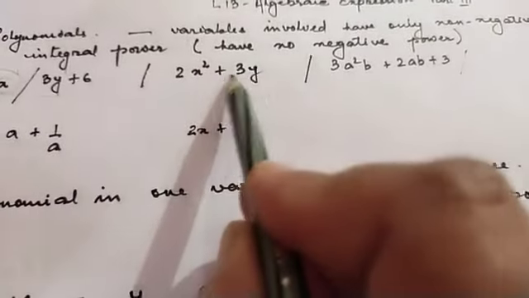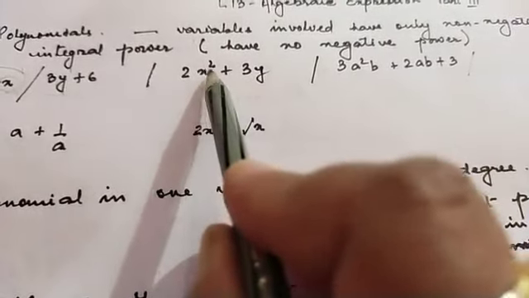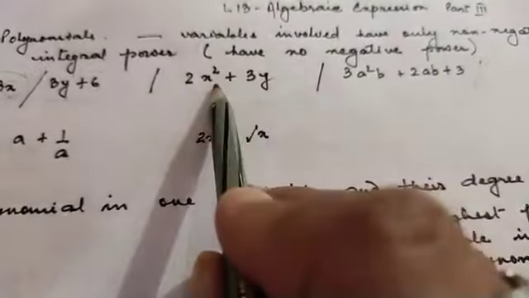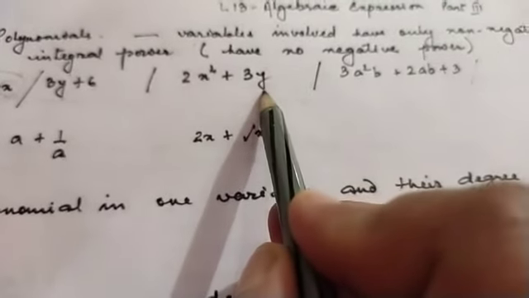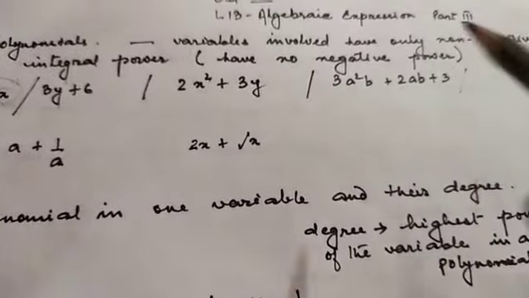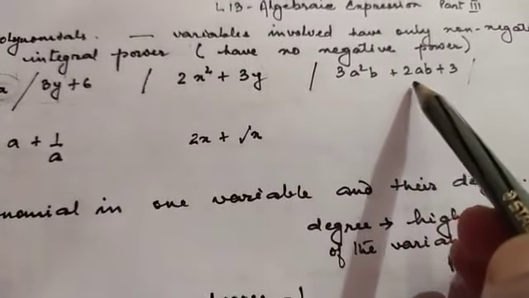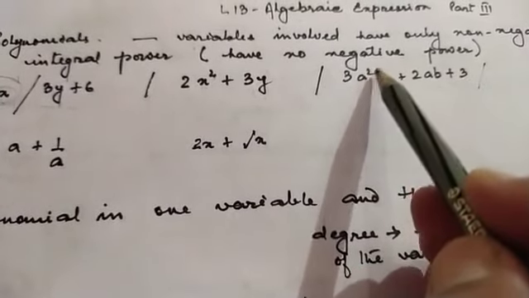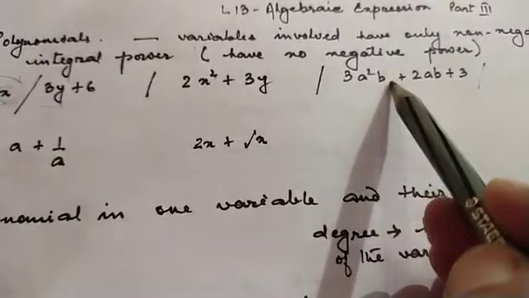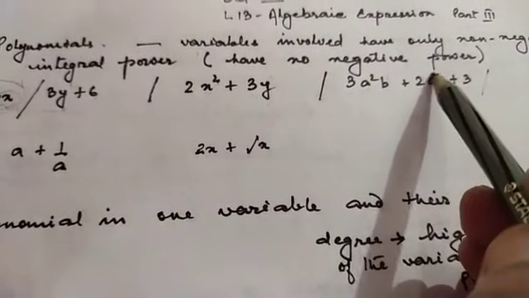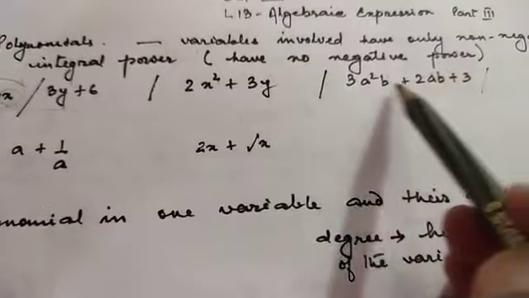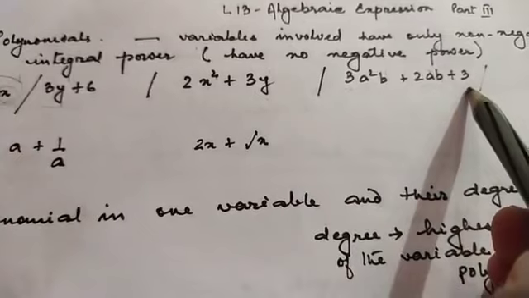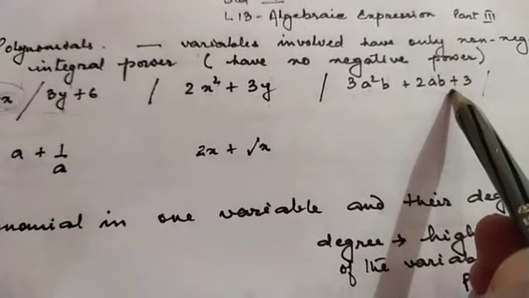2x square plus 3y. This is again a polynomial where x is raised to the power 2 and y is raised to the power 1. For all positive integers. So this is again a polynomial. In this, 3a square b plus 2ab plus 3, a is raised to power 2, positive power, b is raised to power 1, positive power. Here 2ab, a is raised to power 1, b is raised to power 1. All these are positive integral powers. So they are considered to be polynomials.